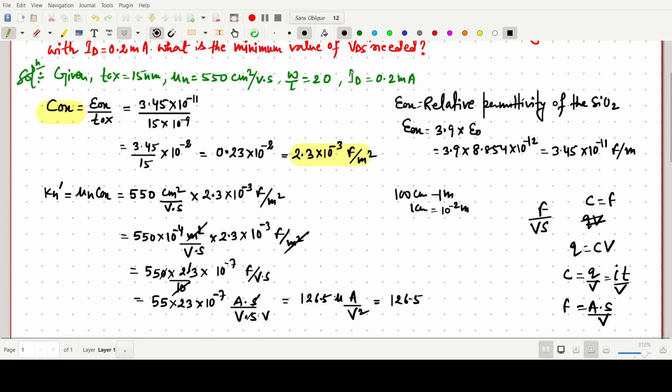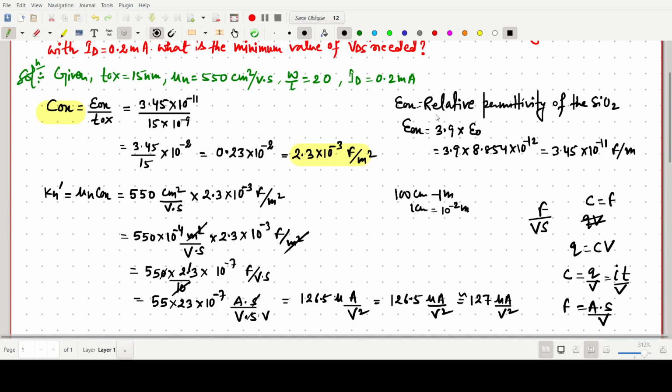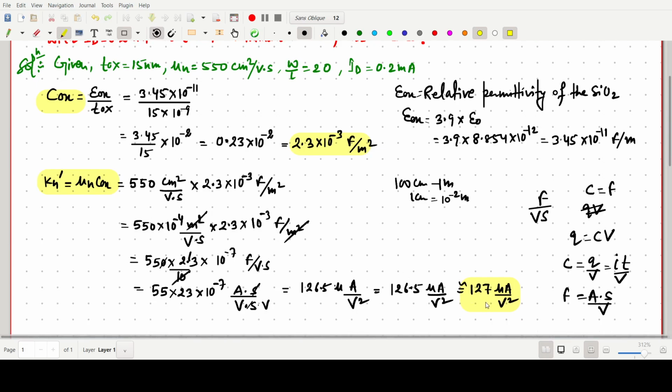126.5 micro ampere per volt square, okay. So this will be nearly 127 micro ampere per volt square. So this one is the K and S value. It is coming 127. This we can simply calculate. I have already calculated, so I am directly writing the value. So now the second part is almost over.